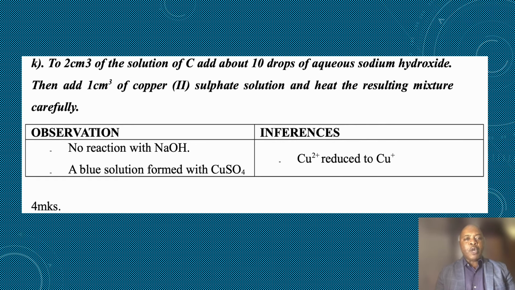K. To 2 cm cube of the solution of C, add about 10 drops of aqueous sodium hydroxide. Then add 1 cm cube of copper(II) sulfate solution and heat the resulting mixture carefully. When I did that, no reaction with sodium hydroxide. Then with copper(II) sulfate, a blue solution formed, showing that copper(II) ion is reduced to copper(I).